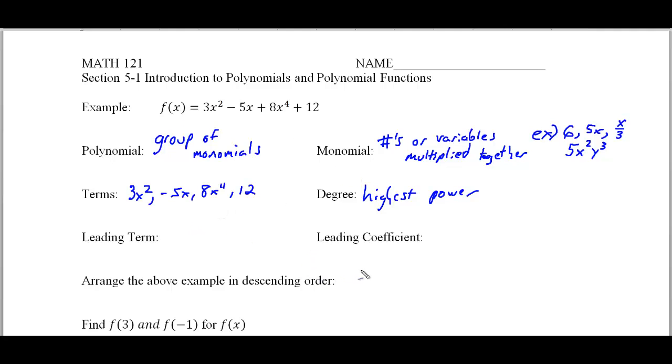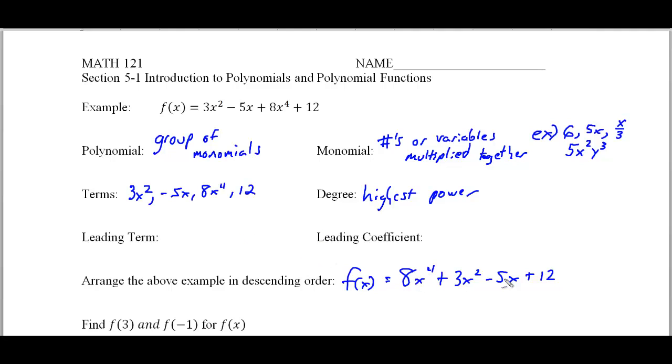Now, before finding the leading term and leading coefficient, we should probably arrange the above example in descending order. What we should do for good math grammar is to put your highest exponent first, followed by the next highest exponent, and followed by the next highest exponent until we get down to x to the 0 power, which is just no x's there. X to the 0 power is simplified to 1, so this is technically 12 times 1.